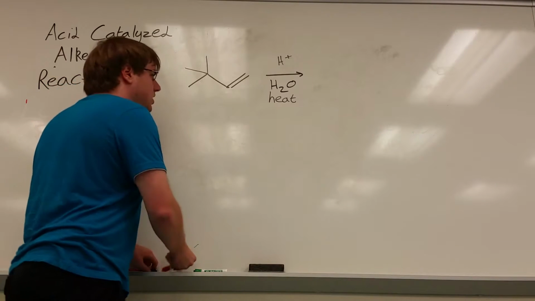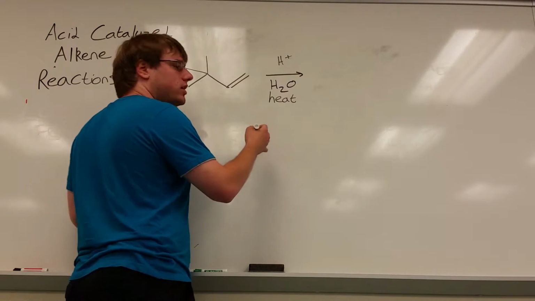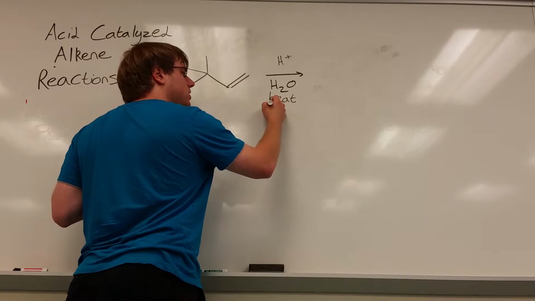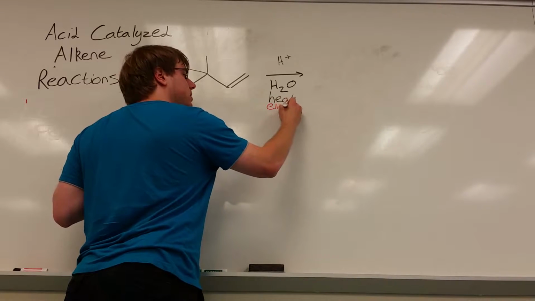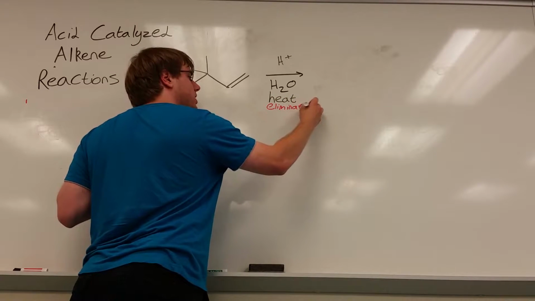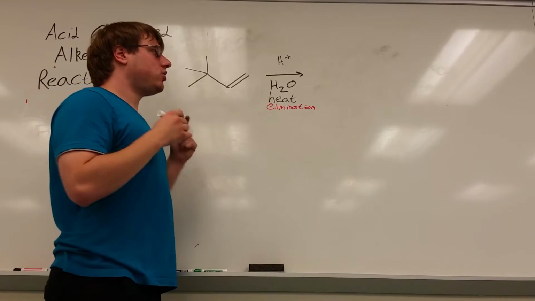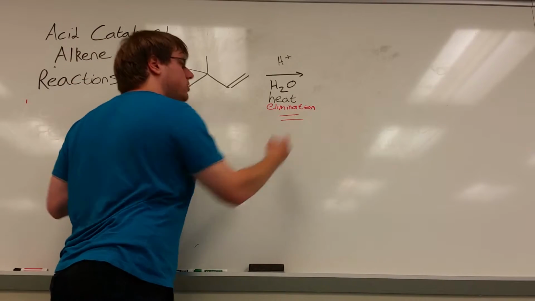So whenever you see heat and you're stuck between Sn1, E1, Sn2, E2, remember that heat typically hints at the fact you're supposed to be doing an elimination reaction. And what does that mean? In your product, you should be forming a carbon-carbon double bond.